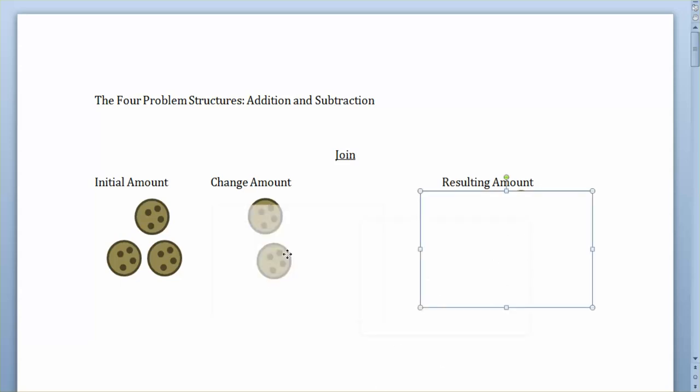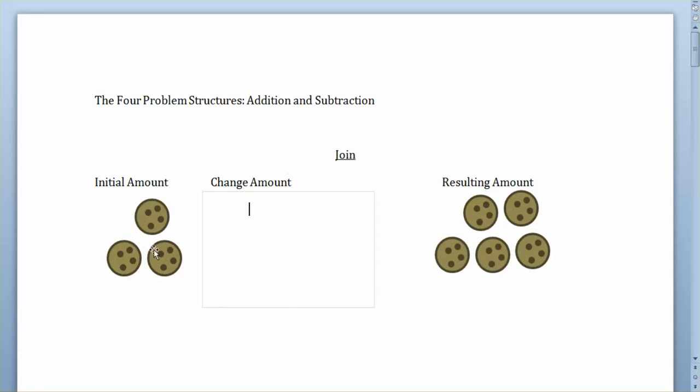However, we can also talk about the change amount unknown. For example, Dr. Ross had 3 chocolate chip cookies and Dr. Lucas gave him some. He ended up with 5 cookies. How many did she give him?